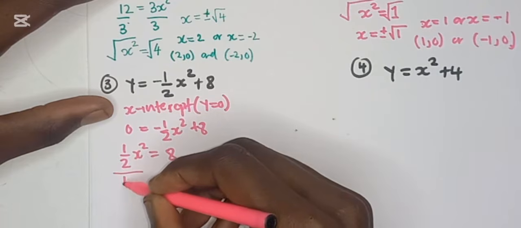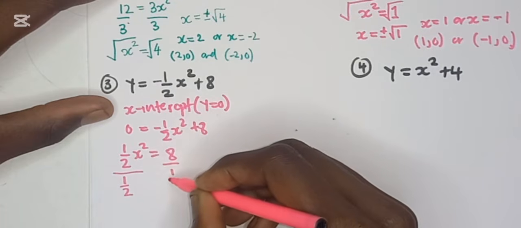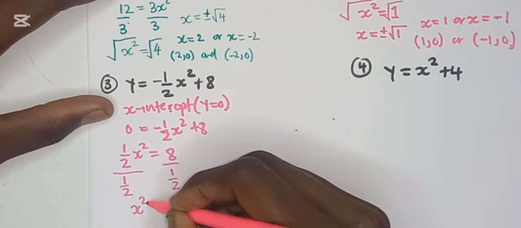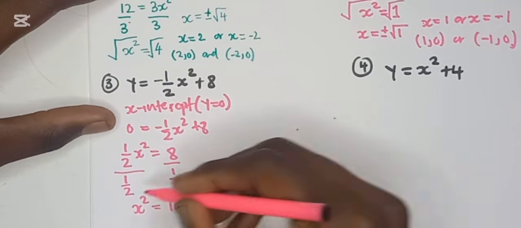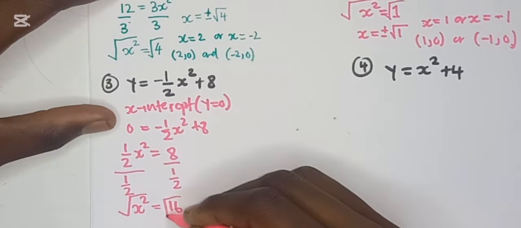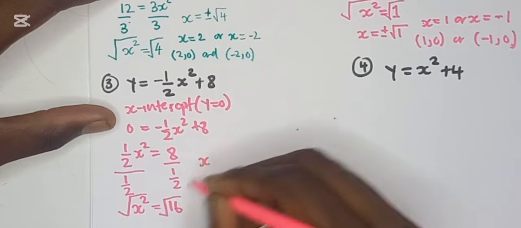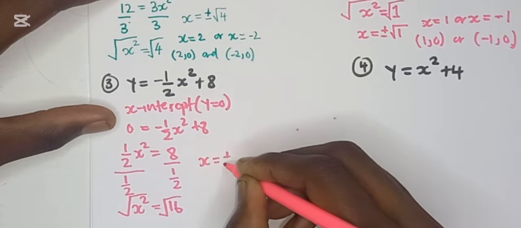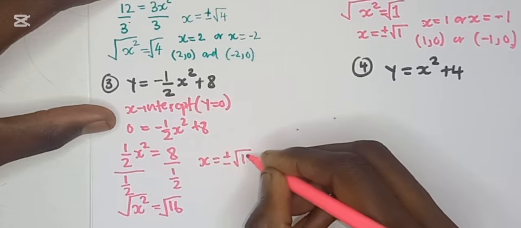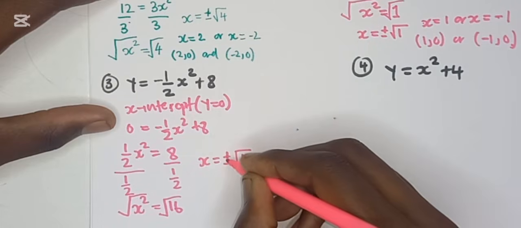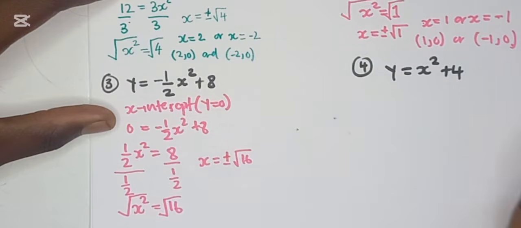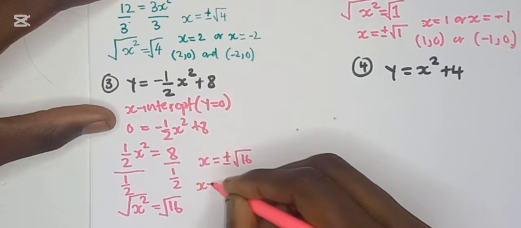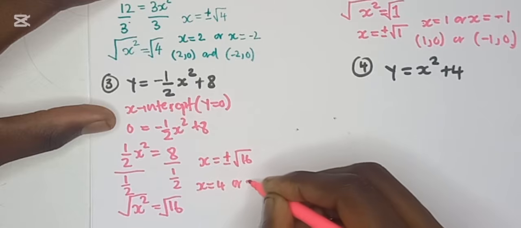So I'm going to divide both sides by 1 over 2, and then our x squared is equal to 16. So now we have to square root both sides, and then our x is going to be equal to plus or minus the square root of 16. We first punch the positive square root of 16, and then the negative square root of 16. The first one is going to give you 4, and the second one is going to give you negative 4.